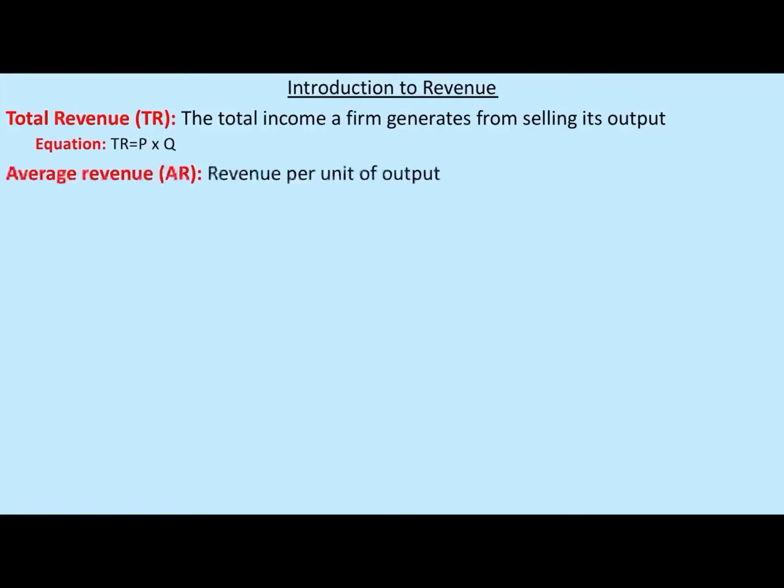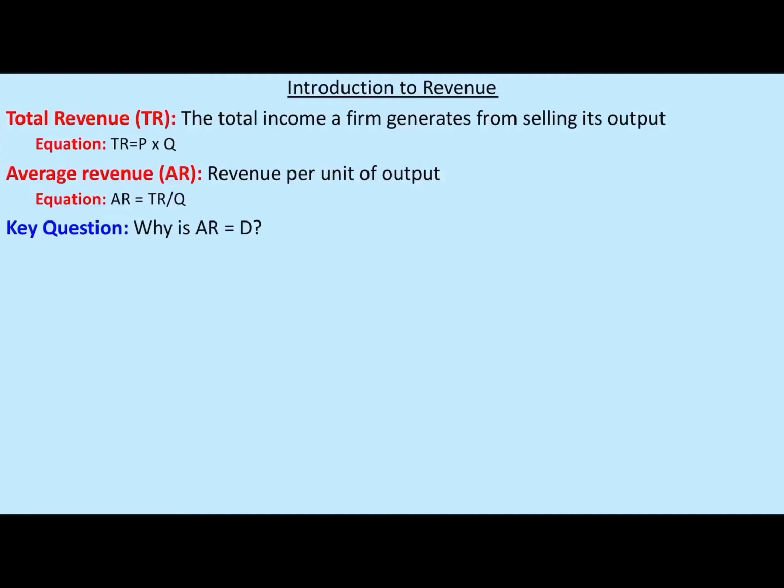The next term we need to define is what's meant by average revenue, i.e. the revenue per unit of output. Given the firm has made so much money and sold so many goods, what is the average amount of revenue that each unit brings in? And the equation for this is AR equals total revenue divided by Q.